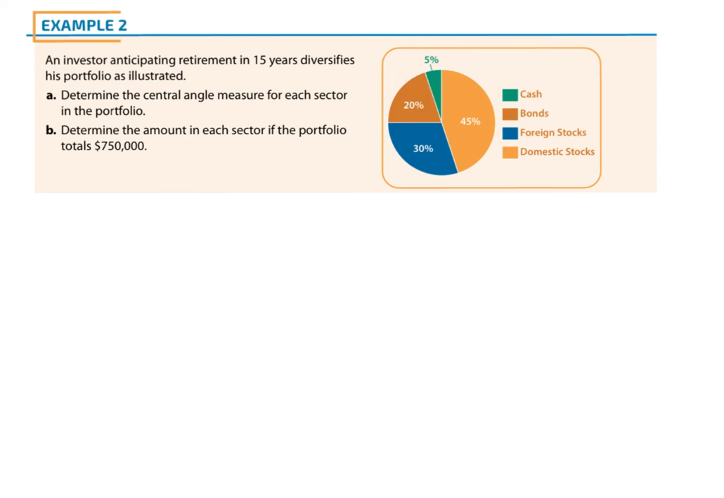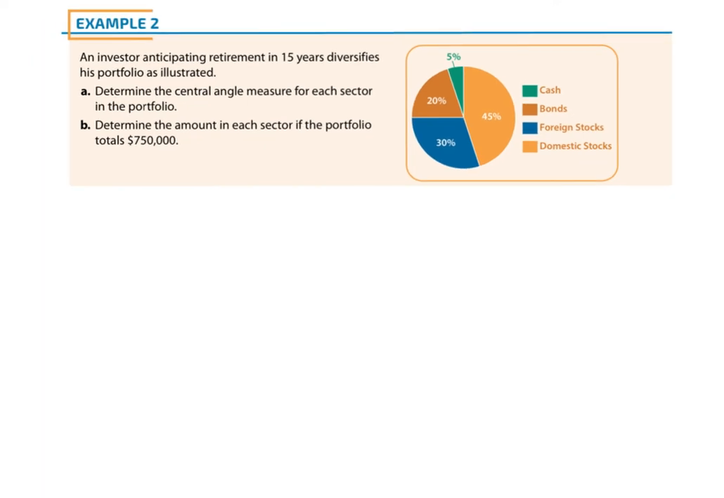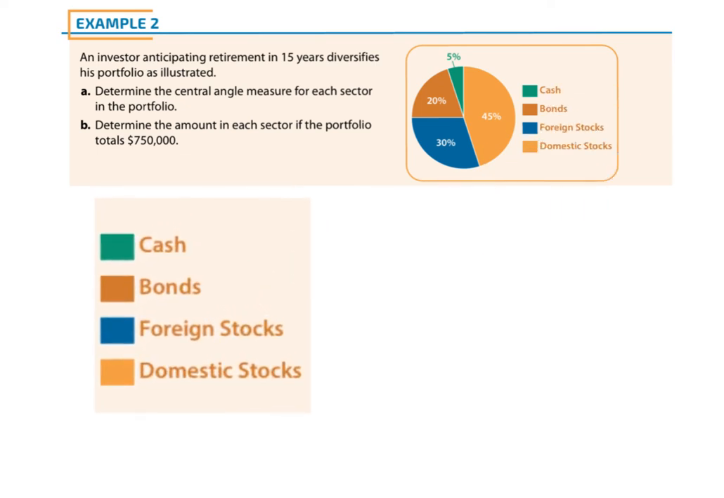Now, when we're talking about the central angle, we are talking about which piece of the circle we have. They have given it to us in percentages, and they want us to determine the central angle for each sector. So we're going to look at each sector and say what is the central angle for that sector. Sector meaning the piece of the pie that they've given us. So we're going to look at cash. Well, cash is 5%. How big is a circle in degrees?